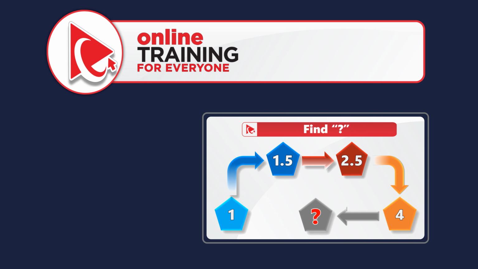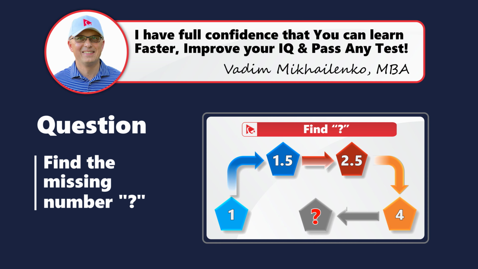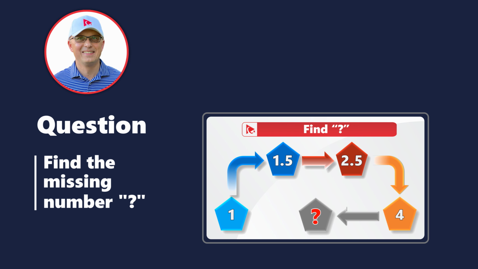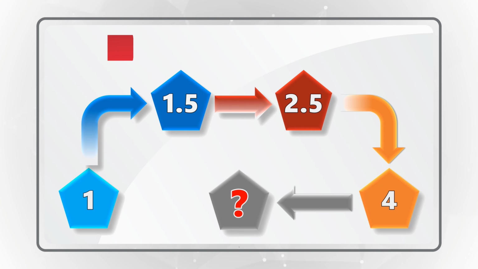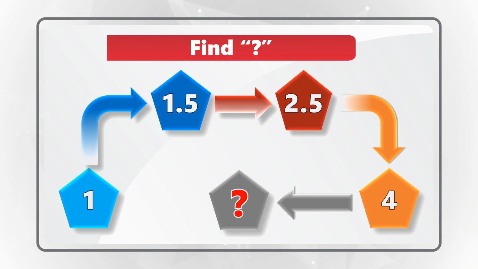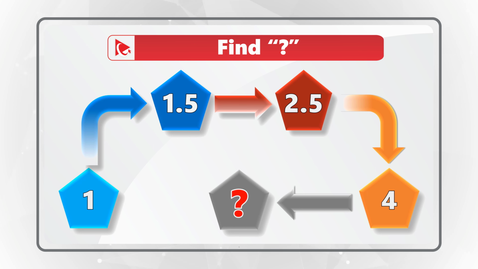Here's the tricky question to test your pattern recognition skills. You need to find the missing number, and you're presented with a very unusual structure, which has pentagons and arrows connecting the pentagons. The first pentagon has number 1. Next pentagon has number 1.5. Then comes a pentagon with number 2.5 inside, then number 4 inside, and then comes the missing number.